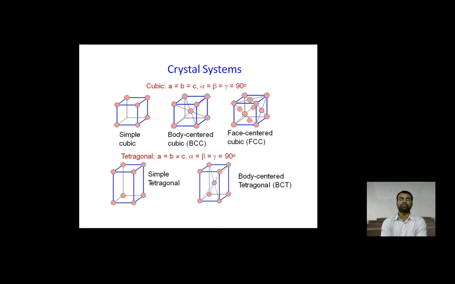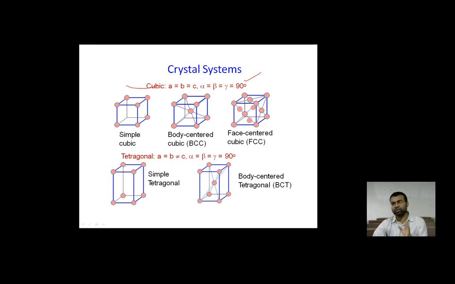So the first one is the simple cubic structure. In the cubic structure, A is equal to B is equal to C, which means the alpha, beta, gamma angles are equal to 90 degrees. That is defined by the cubic system. The arrangement of atoms takes place in the cube system. The body centered cube is another form and the face centered cube is another form. We will discuss how these are generated and linked.